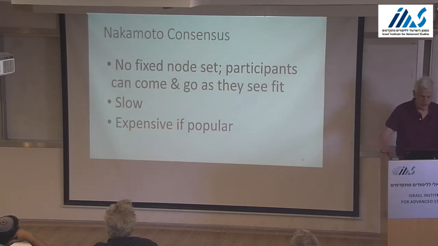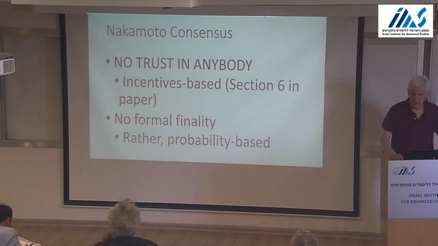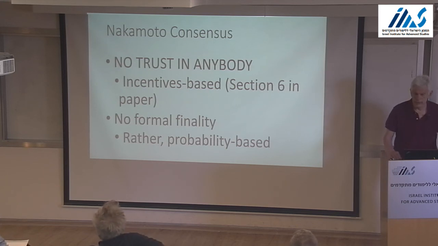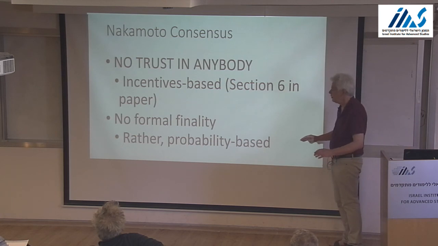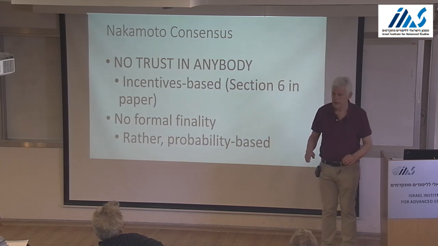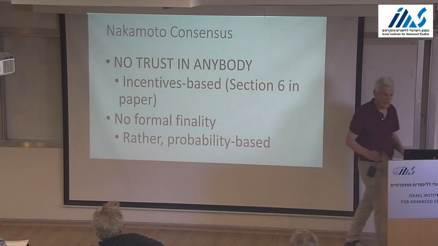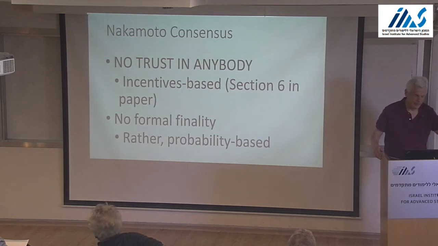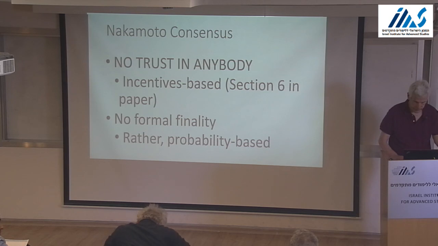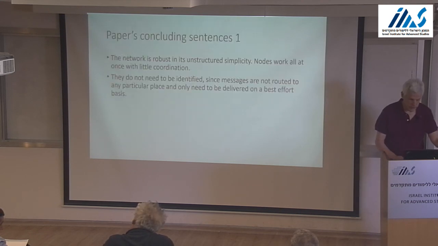Then in his world, there's no fixed node set. Participants can come and go as they see fit. It's a slow system. It can be expensive if many people want to use it. There's no trust in anybody. It's all incentives based, and he has section 6 in his paper devoted to that, called the incentive. There's no formal finality as in the traditional consensus literature. There, when you reach a consensus, that's it, you settle down. Here, there's always a small probability of reversal, but as you progress in time, the probability becomes very small. Then the probability of reversal is like 10 to the minus 50. So non-constant components, incentives are crucial, probability-based consensus.